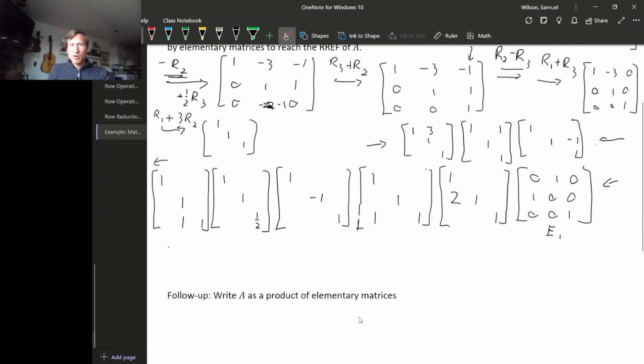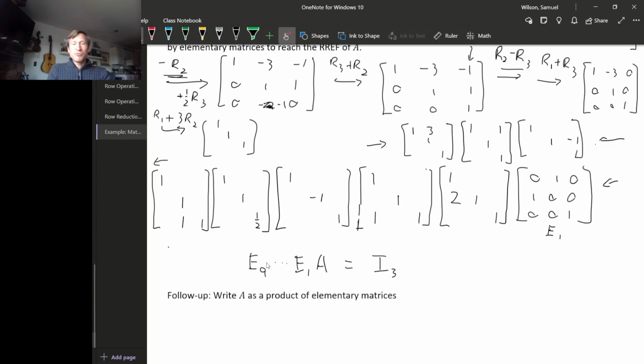Just as a follow-up question, let's write A as a product of elementary matrices. So what we have here is E1, 2, 3, 4, 5, 6, 7, 8, 9. So we had 9 elementary matrices, and by multiplying them all together times A, if you start with A and then do this row operation, then the next one, and so on, what we saw is you end up with the identity matrix, the identity of size 3.